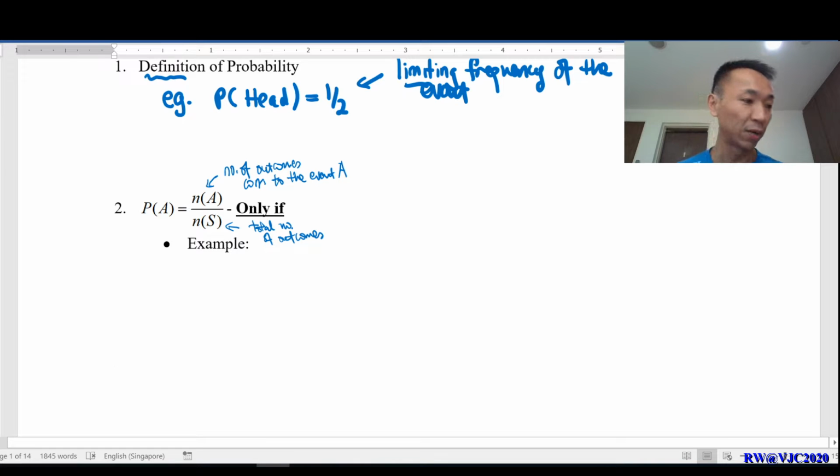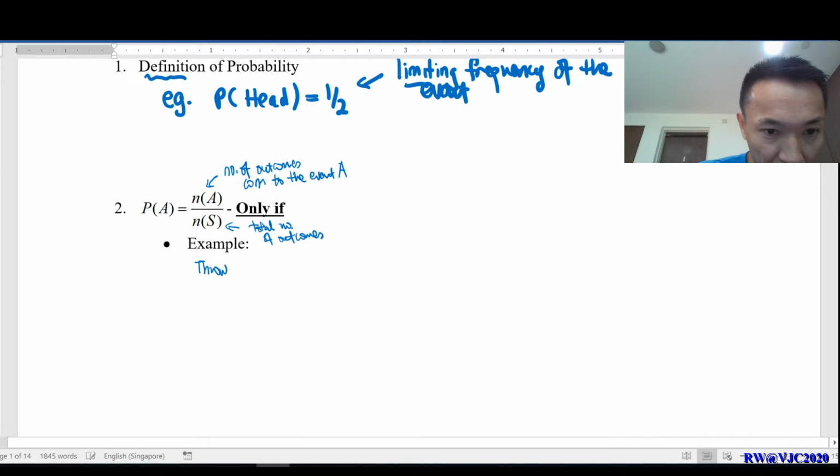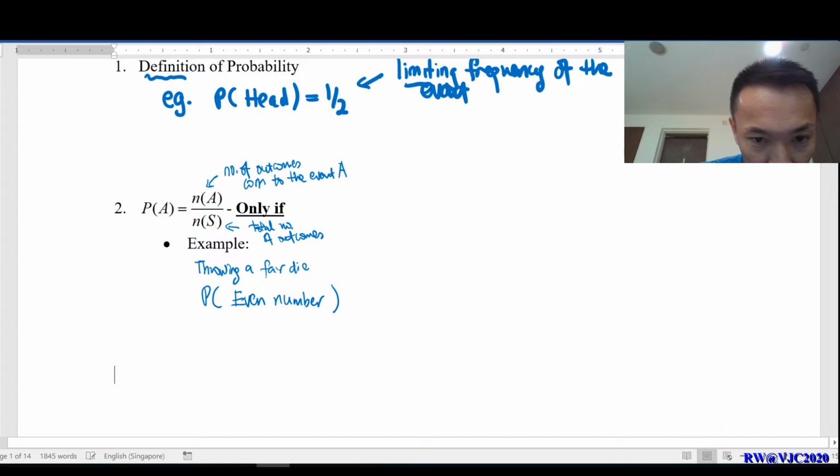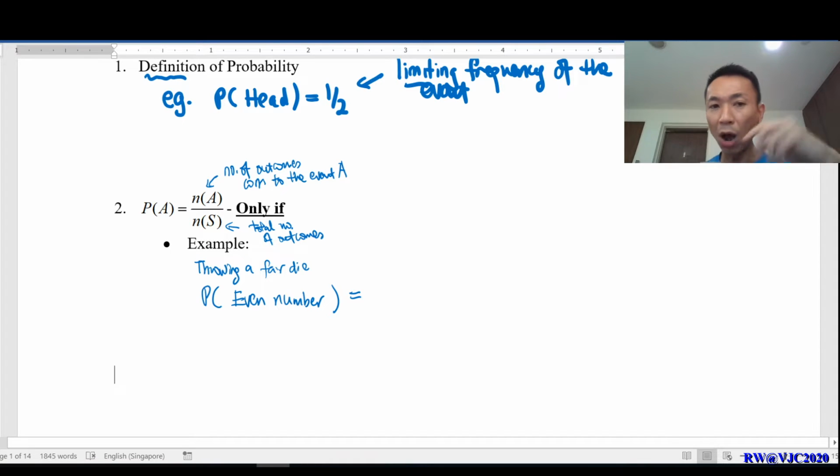Now, this can only be true in certain cases. If I use an example here, throwing a fair die. Let's say I throw a fair die, then I get the probability of an even number. Even number, how many outcomes correspond to this event called even number? There are 3, right? Because you have 2, 4, 6. What is the total number of outcomes? 6. I think this one is easy.